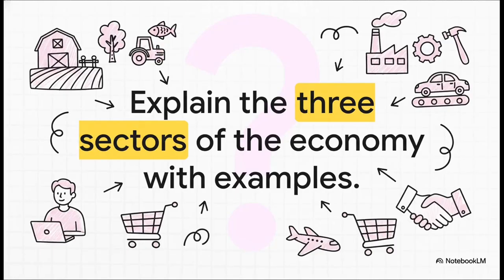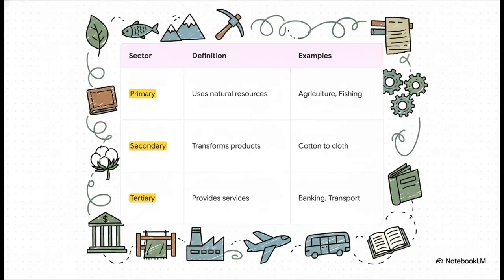And here it is, the final 5-mark question of the whole paper. It's a classic, a real cornerstone of economics, explaining the 3 sectors of the economy. This table just lays it out so clearly. You've got the primary sector, which is all about taking things directly from nature. Think farming, fishing, mining. Then the secondary sector takes those raw goods and manufactures something new. Turning cotton into cloth is the perfect example.